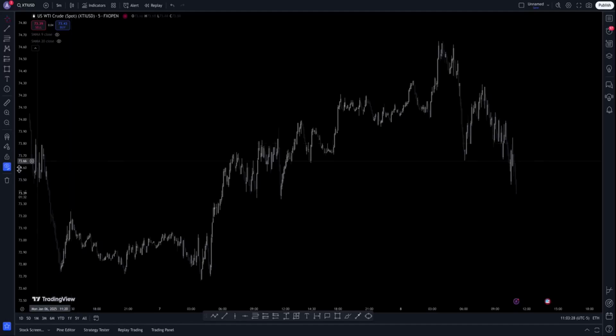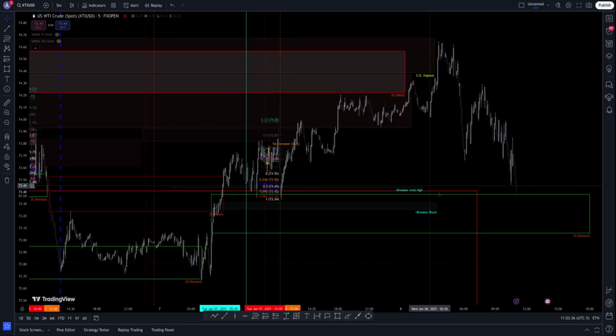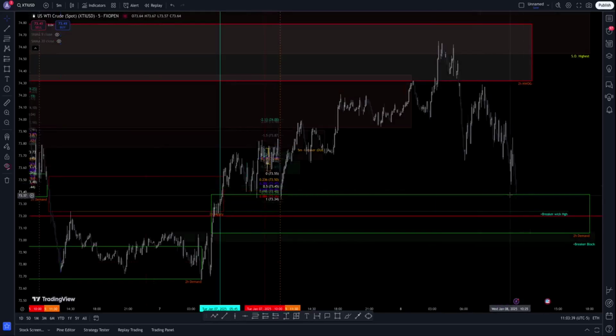Anyway, so also we have a 2 hour. I like marking up the 2 hour gaps. This is a 2 hour demand. It was tested going up, but it was never retested going down. So this is a safe area as well. Sometimes price will reverse off 50% of these demand and supply zones. So that's what that is. Let me go back to investor.com.